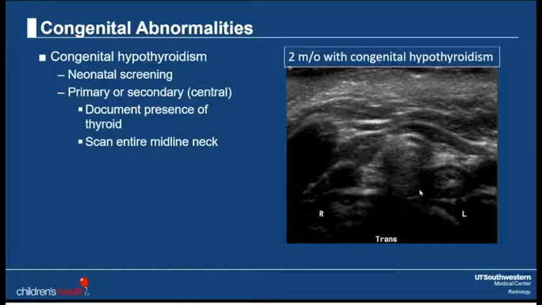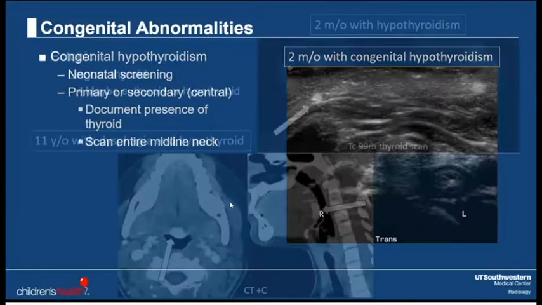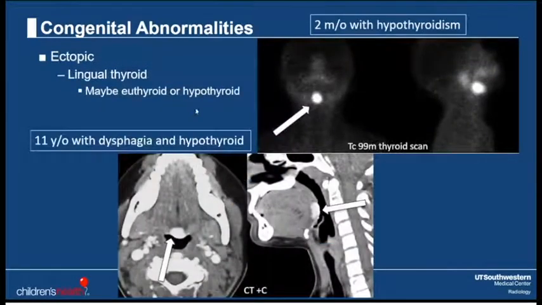This is an ultrasound which demonstrated no thyroid gland within the thyroid bed and no additional thyroid tissue elsewhere. Now, they can be ectopic, and usually within the lingual region, these children may be euthyroid or, more commonly, hypothyroid. This is an 11-year-old with dysphagia and hypothyroidism.